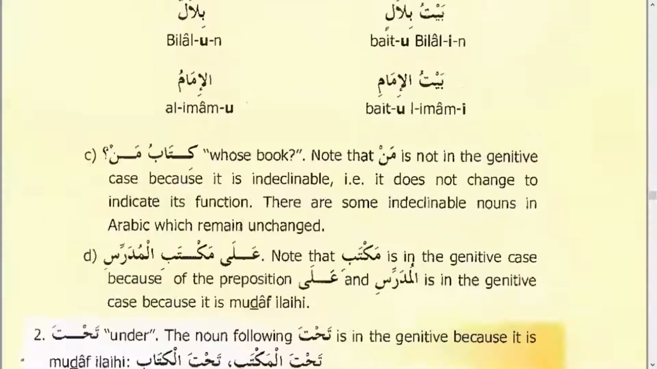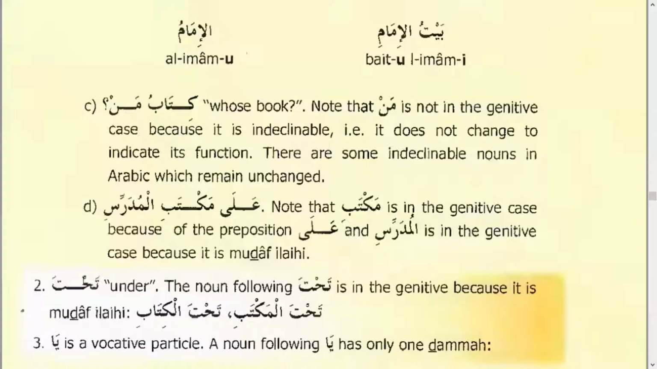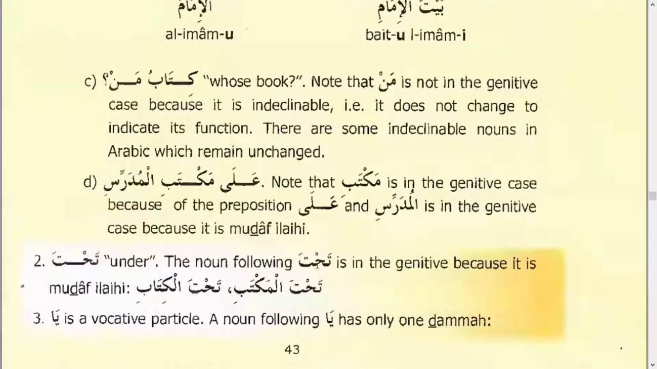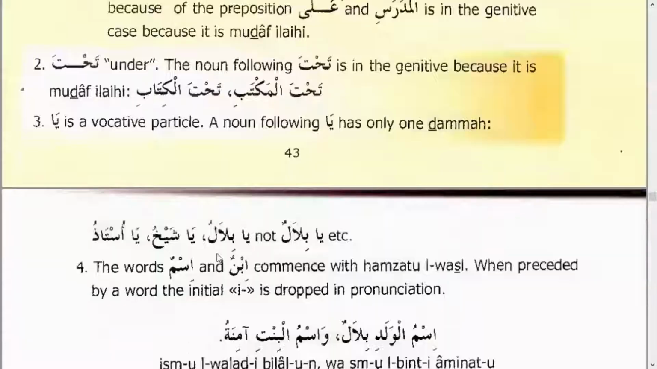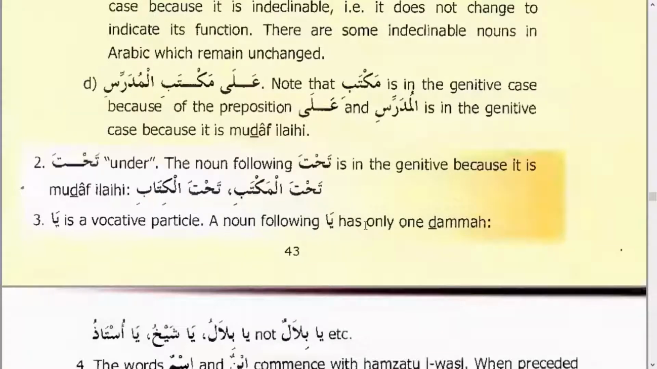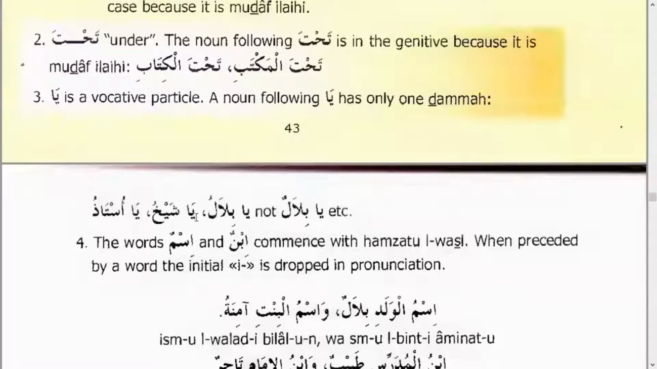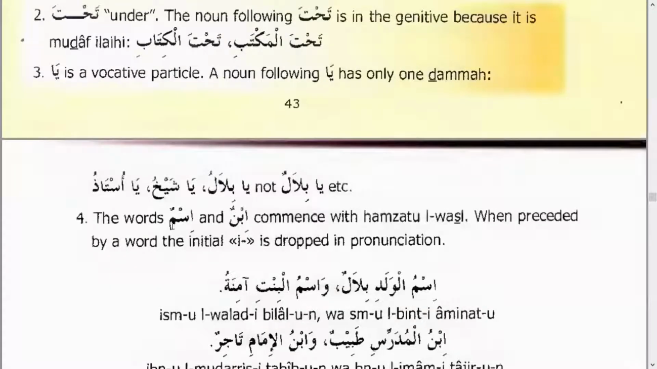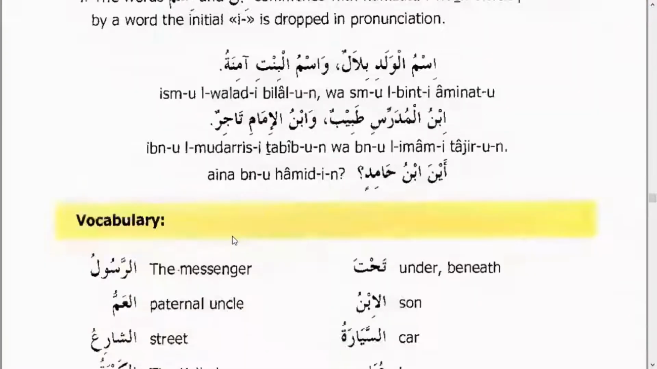Kitabu man is whose book. Ala maktabil mudarrisi. Because of ala, this became kasra. Tahta, the word following tahta is genitive because it is mudaf ilayhi. Tahta al-maktabi. Ya is a vocative particle, that is nida. Only one dhamma: Ya bilalu, ya shaykhu, ya ustadu. And ismu and ibnu also have hamzatul wasl, and so on.